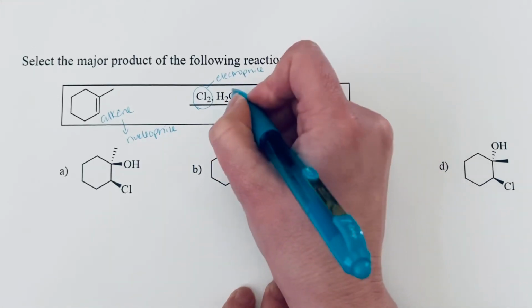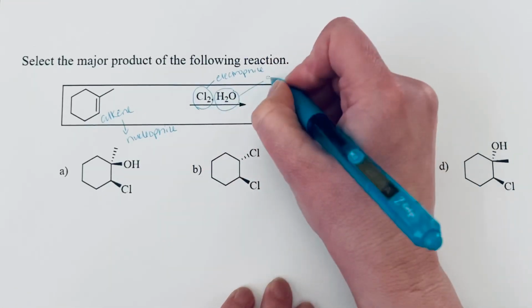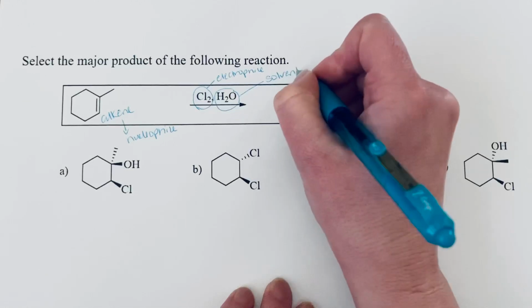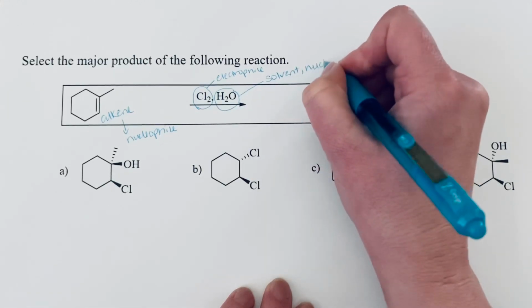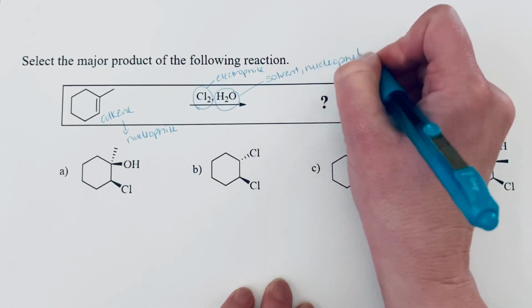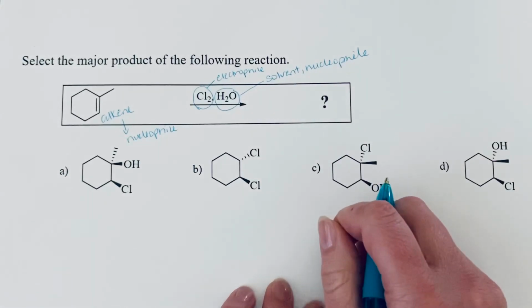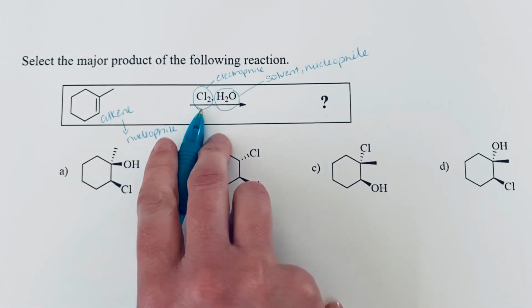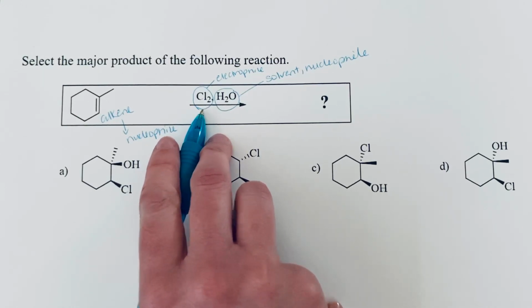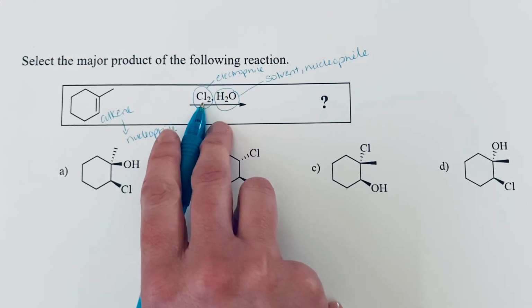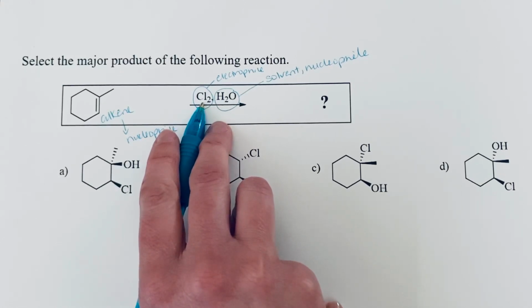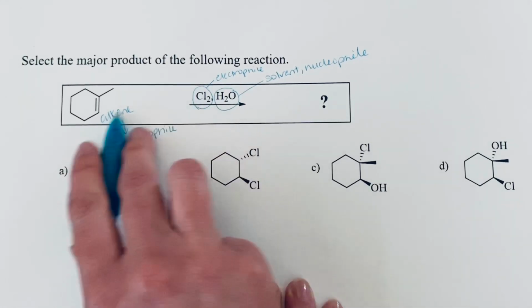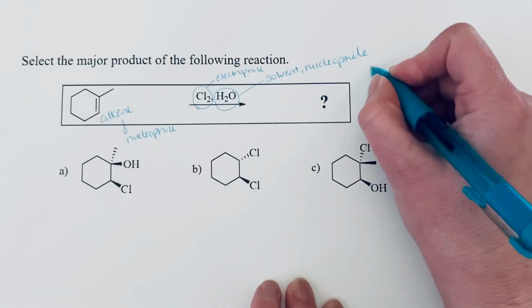We also have water, which is the solvent for this reaction, and it is also a nucleophile. The first step in any reaction of an alkene with either chlorine or bromine is going to be the formation of the cyclic halonium ion, in this case a chlorinium ion. I am going to skip drawing the mechanism for the first step and just draw that key intermediate.